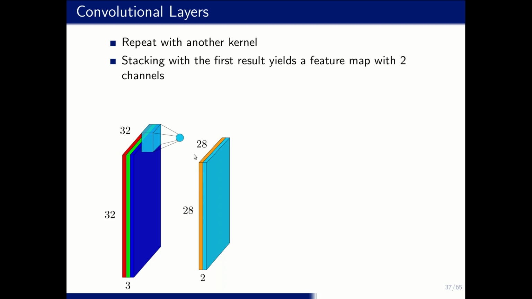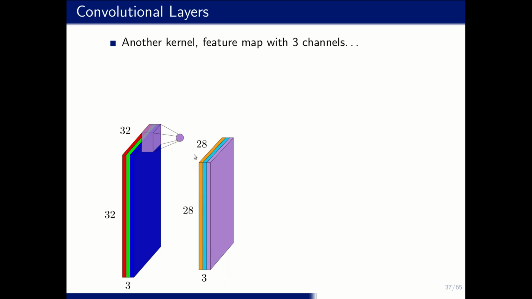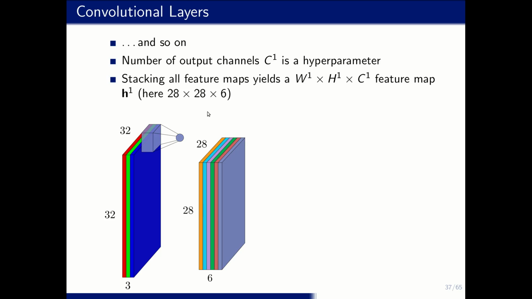But what we have done 2 times, we can do 3 times. So we can add another kernel and perform another convolution and just stack it here. And now we have essentially 3 channels in this new feature map. And maybe we just do this in total 6 times, or generally C1 times. So C1 is the number of output channels. We started with 3 channels RGB, and now we've produced 6 output channels by just applying 6 different kernels. And generally this number of output channels is a hyperparameter.